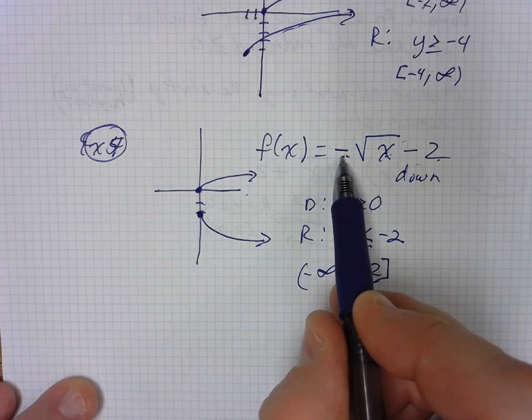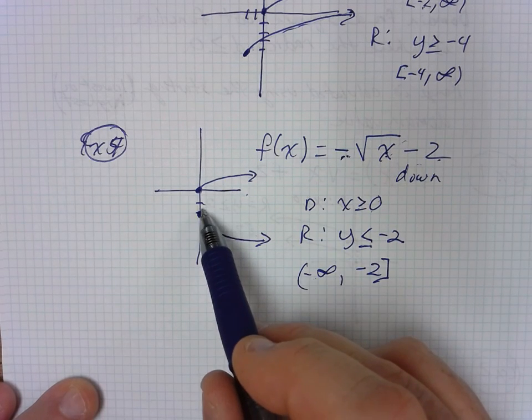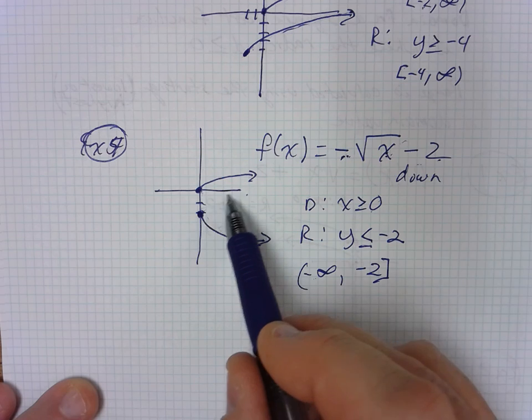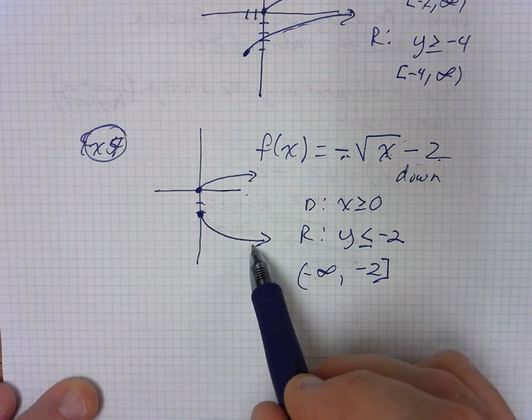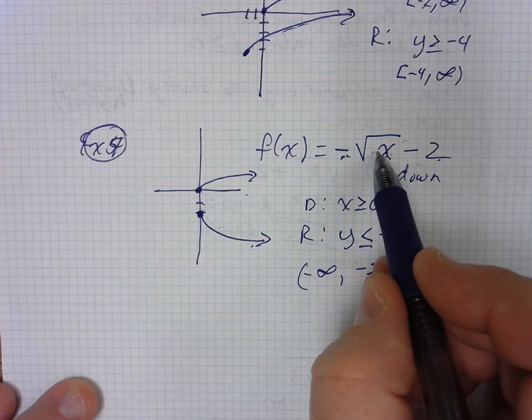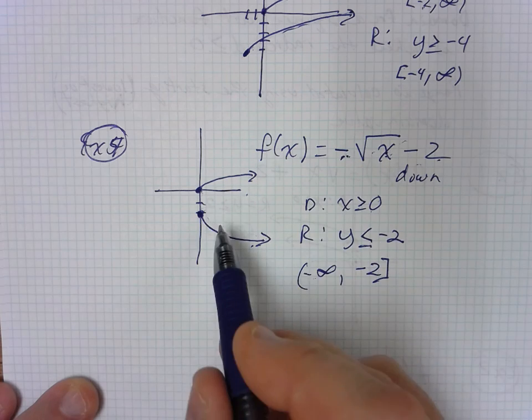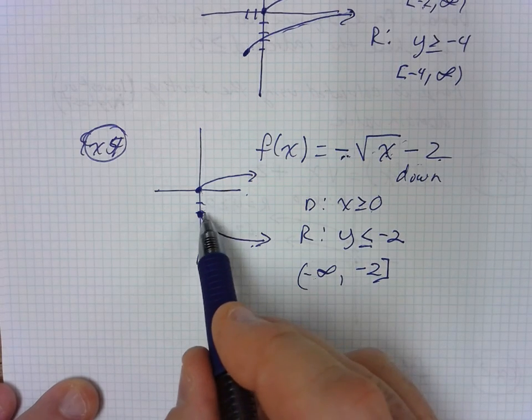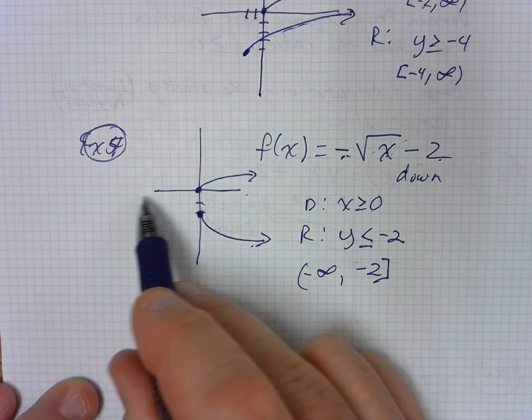A negative on the outside causes a vertical reflection, so it moves down, and instead of curving up this way, it curves down. If I were to put that negative on the inside, it causes a horizontal reflection, so instead of curving this way, it would curve that way, horizontally the opposite direction.